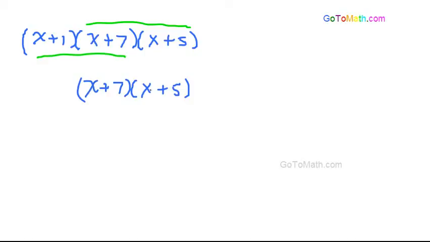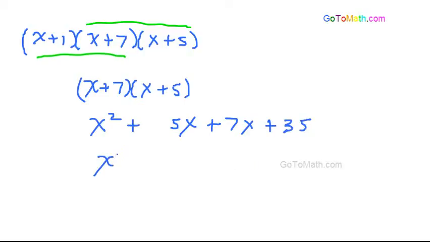Alright, so we got x times x is x squared, plus x times 5 is 5x. And I'm not sure why I wrote two addition signs there. We got 7x, and then 7 times 5 is 35. Alright, so we'll want to clean this up a little bit. So we end up with x squared plus 12x plus 35.